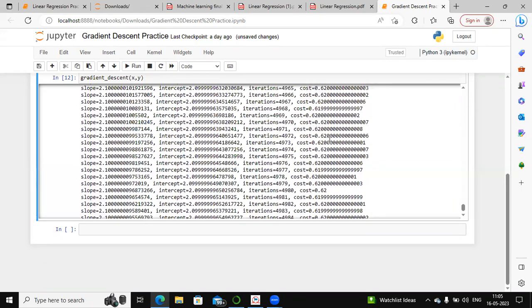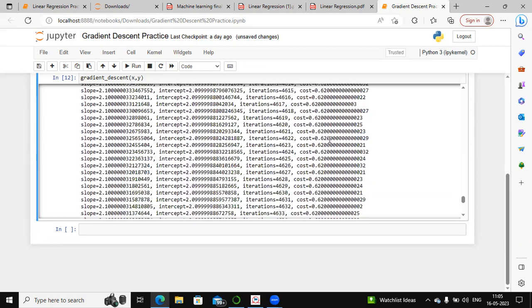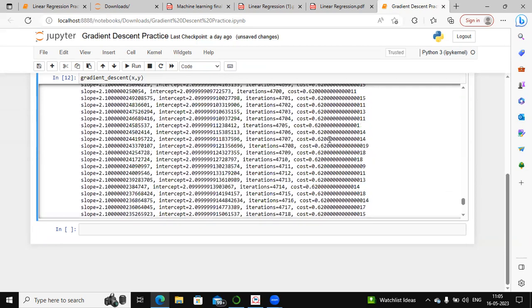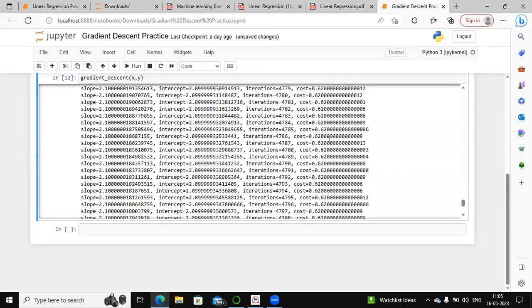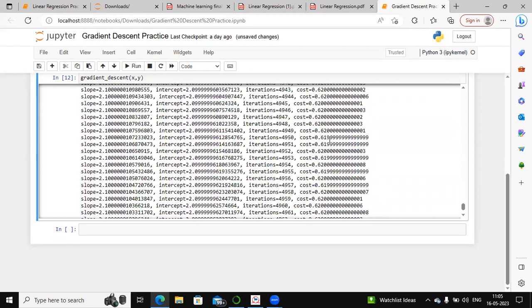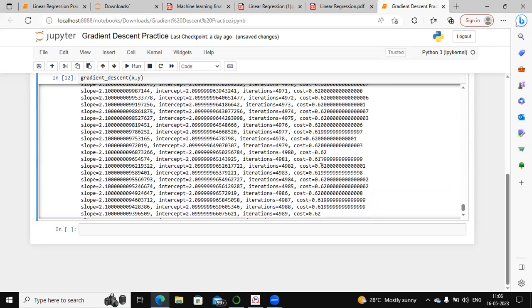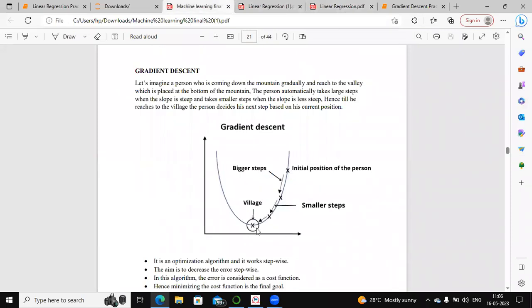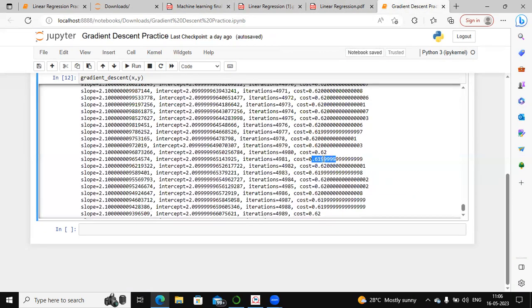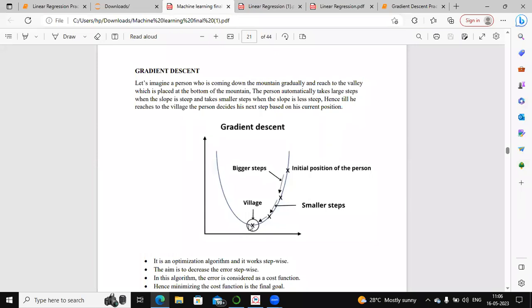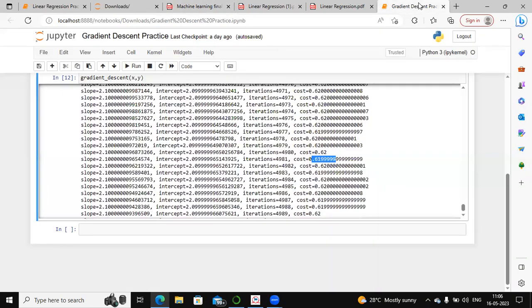Somewhere over here you could see 0.62, 0.62, then it reached 0.619. Here you can see 0.62, 0.619, and once again 0.62. So this is the minimum point. This is the minimum cost function it has reached, which is 0.619. That is, the error is 0.619. And then once again it's increasing, 0.62 to 0.62. From here on, it keeps increasing.